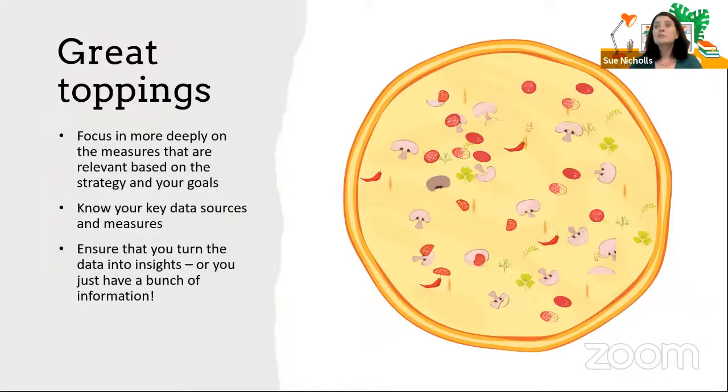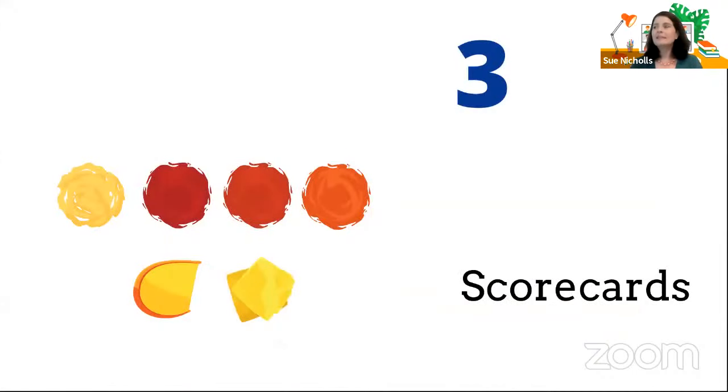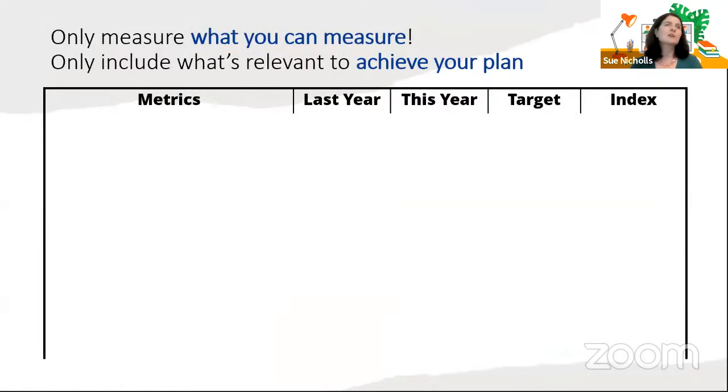And by doing this and by having that strategy, you're going to be able to turn your data into insights. Without that information, you're not going to. Or you're going to have insights, but they may not be related to the business that you're trying to come up with insights for. And then finally, the last piece is scorecards.